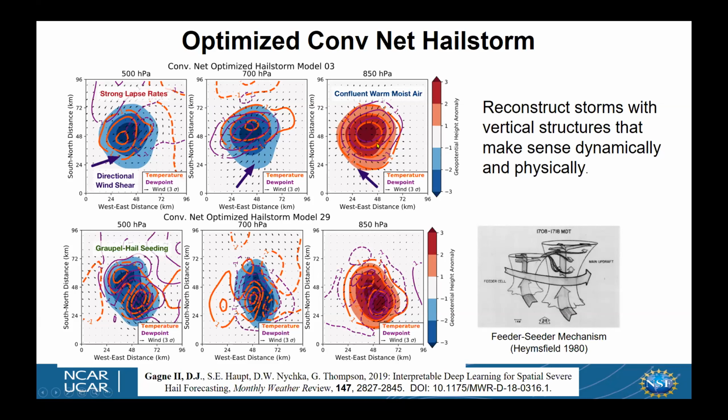On the top, we have one example of a particular type of storm that produced significant hail. We have the 500 hPa upper level plot on the left, 700 in the middle, 850 or lower level on the right. When we look at what we're seeing here in terms of geopotential anomaly, winds, dew point, temperature, we see what we would expect. We get confluent moist air below, upward motion, and strong lapse rates.